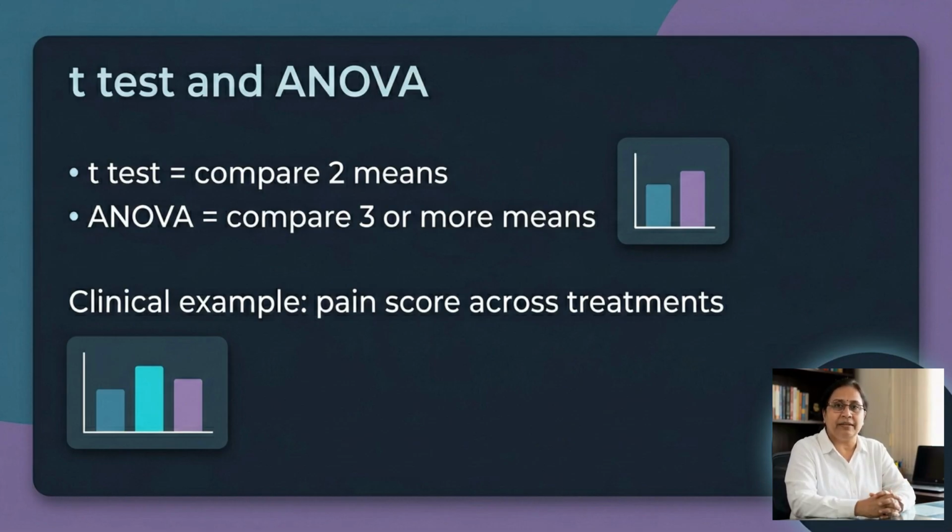For example, you may want to compare the mean pain score across 3 different treatment groups. So the core difference is simple. A t-test usually compares 2 means. ANOVA usually compares 3 or more means.